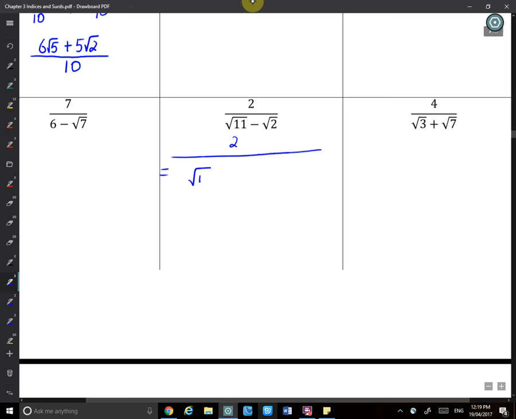Root 11 minus root 2. I will times what? I will change the sign and times them. So I will times root 11 plus root 2. On the top, I need to times that as well.